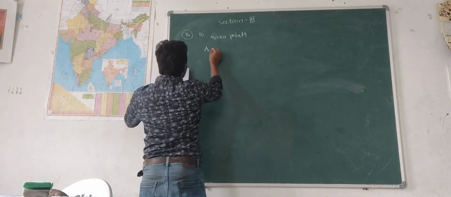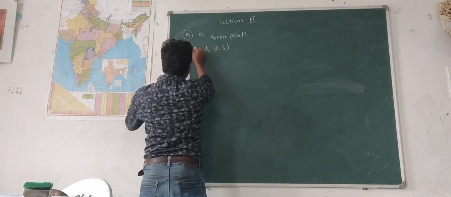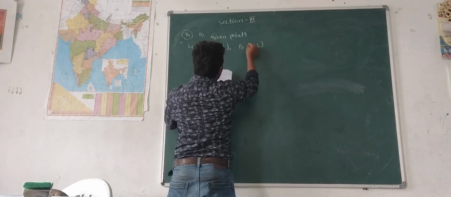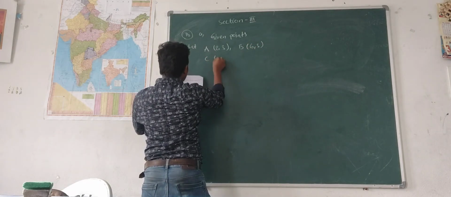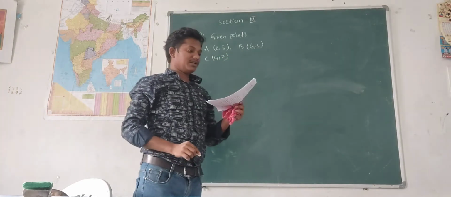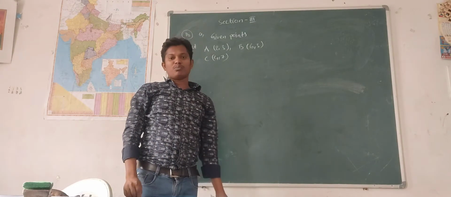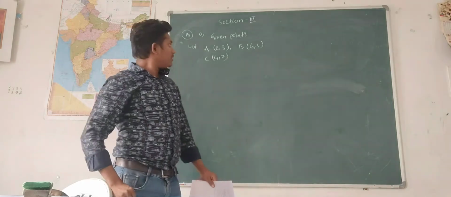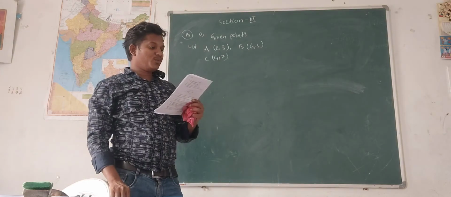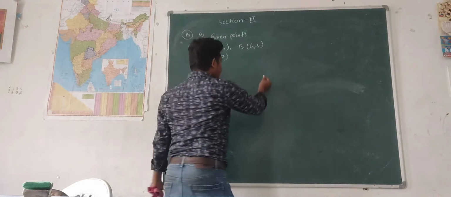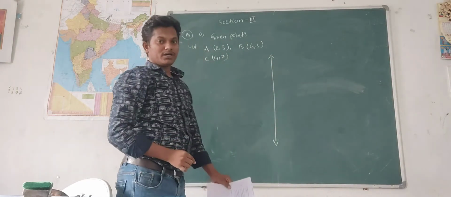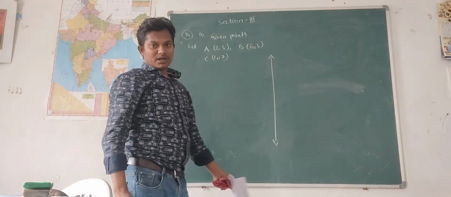Let point A be 2, 3, and point B 6, 3, and point C 4, 7. We have to plot these points on a graph sheet. Then these points make a triangle. Join them to make a triangle. Okay, then we are joining all these points. These points make a triangle. And I am drawing my result of stage.